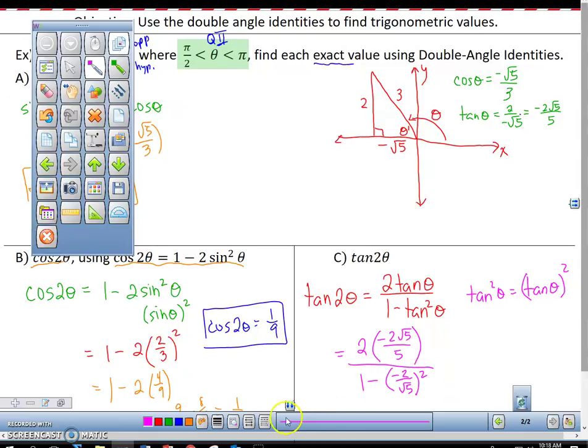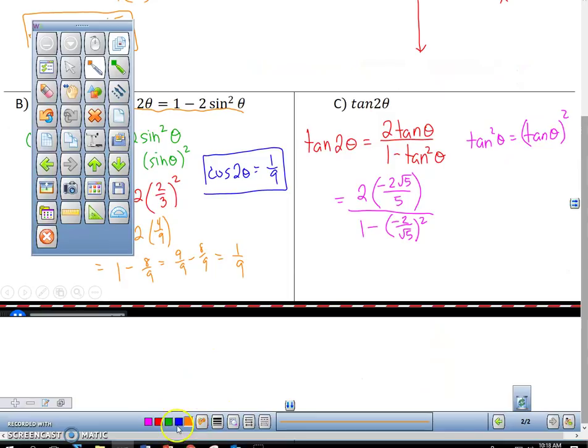That is being squared. All right, so now what I'm looking at, simplifying this, the numerator here I get negative 4 times the square root of 5 over 5. In my denominator I get 1 minus, this quantity is going to become positive, negative 2 squared is 4, and the square root of 5 squared is 5.